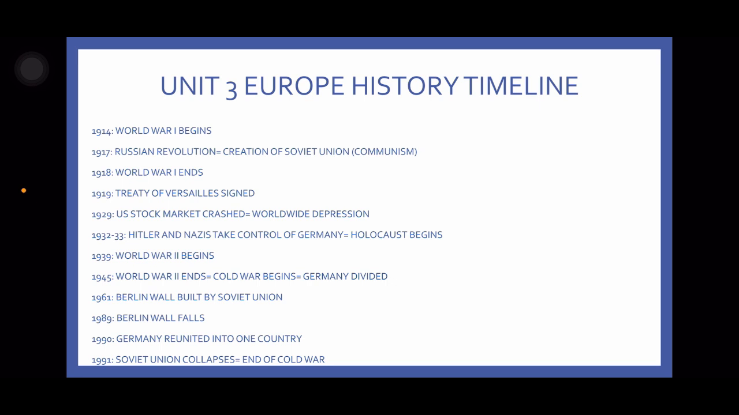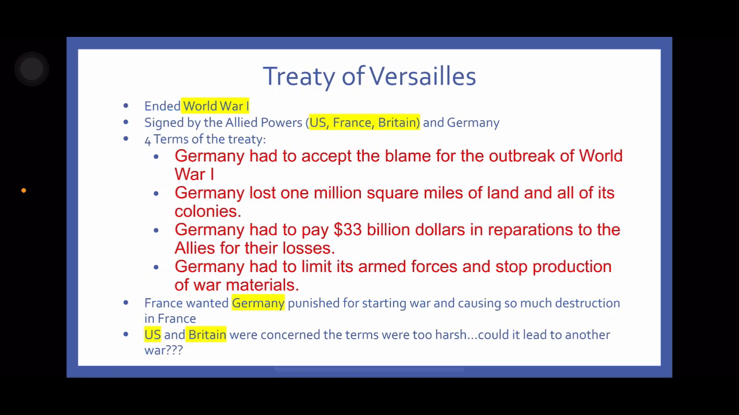I would pause this and write down the timeline at this time so that you understand the beginning and the end of this history timeline. All right? So we're going to start with the Treaty of Versailles, actually, instead of the Russian Revolution.